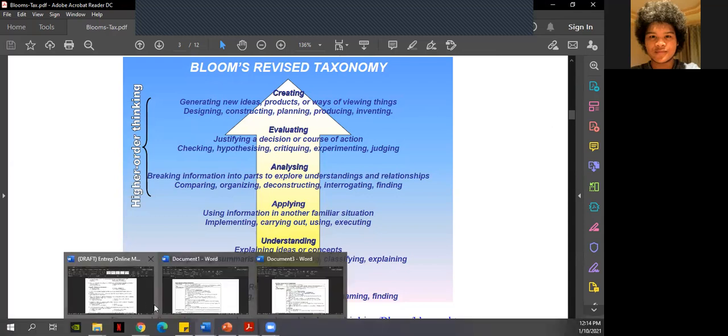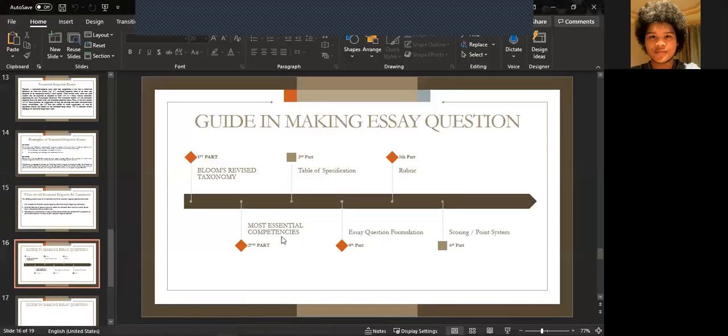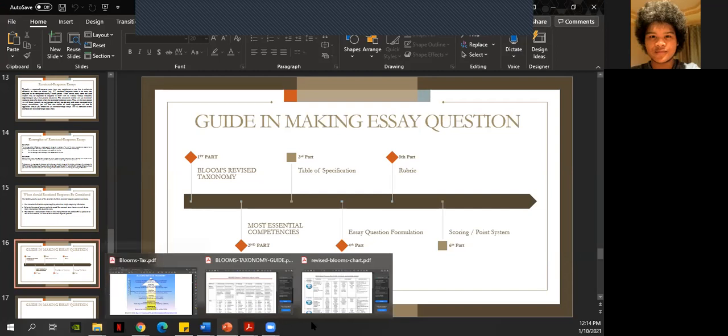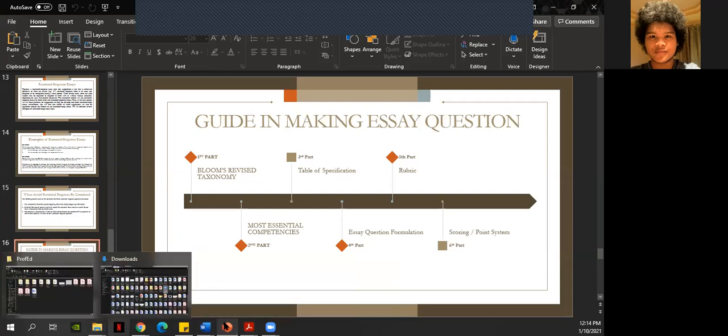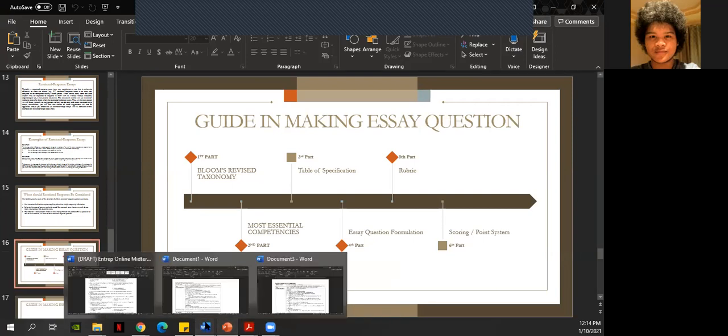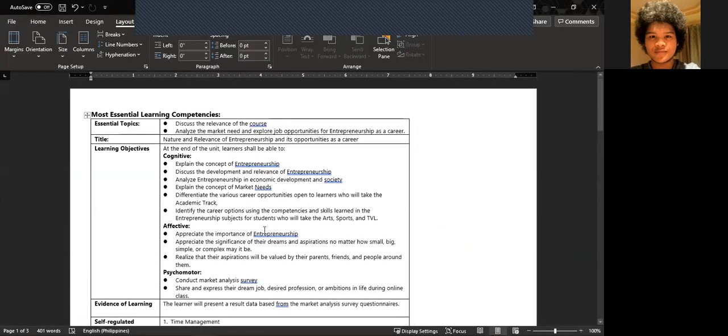Now that we reviewed Bloom's taxonomy, we go on to the most essential competencies, and it's a very good basis because in DepEd we wanted to be guided on how we could create. Now, for example, we have here entrepreneurship. We understand that the most essential topics according to DepEd is to discuss the relevance of the course, analyze the market need, and explore job opportunities for entrepreneurship as a career.